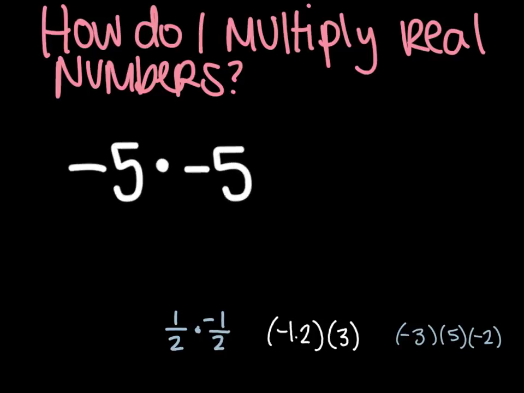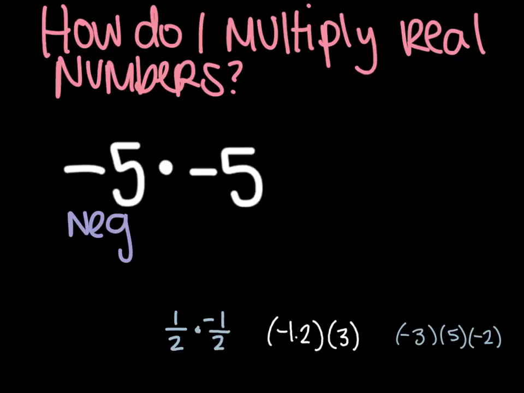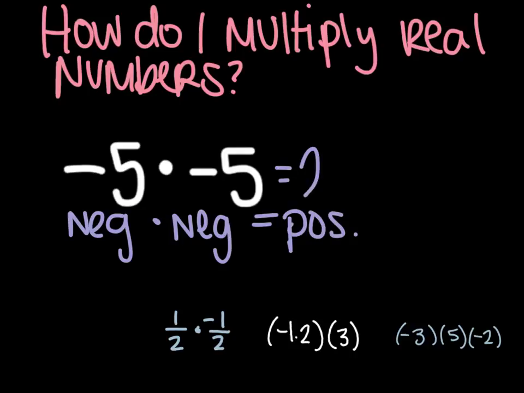The first being -5 times -5. In this problem, we have a negative multiplied by a negative. And when we have that happen, we're going to end up having a positive for an answer. So in this case, it's going to be 25.